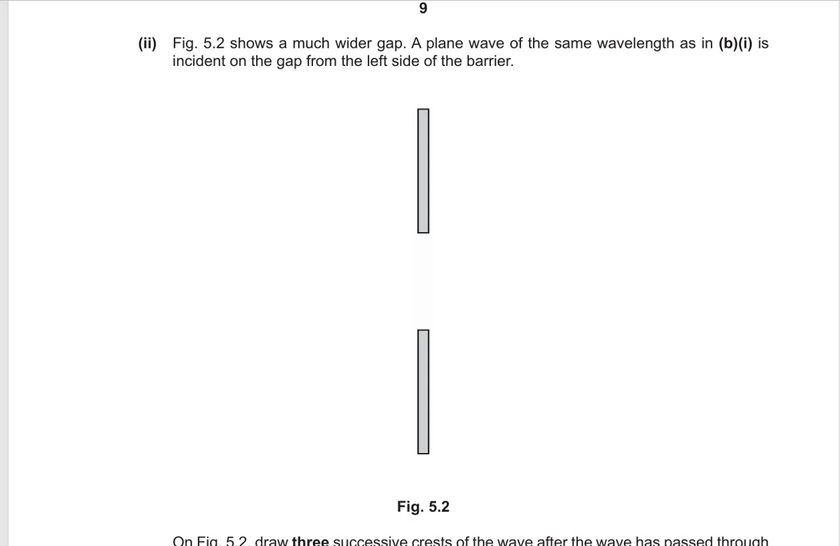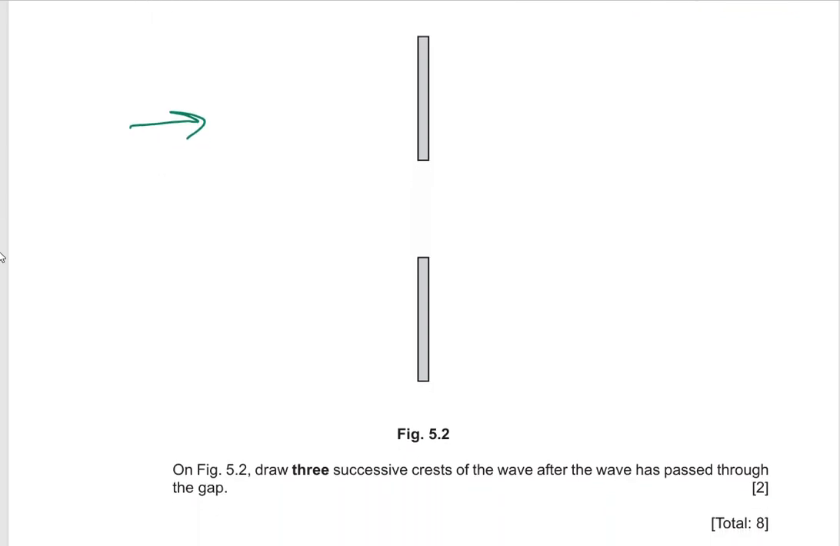Next, they say figure 5.2 shows a much wider gap. A plane wave of the same wavelength as in the previous one is incident on the gap from the left, from here, from the left side of the barrier. So what do they want? They say draw 3 successive crests of the wave after the wave has passed through the gap. Notice that the gap is much wider.